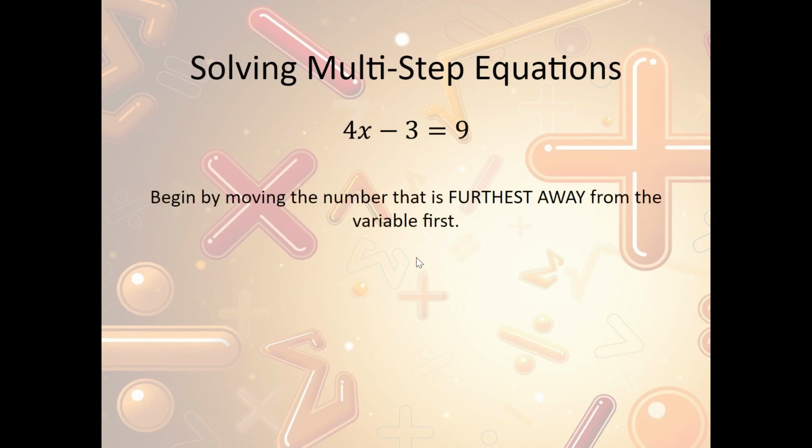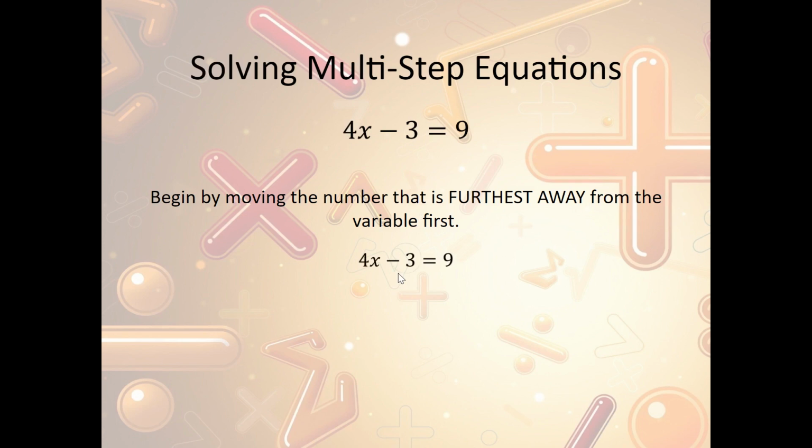Now, where do we begin? We could get rid of the 4 or the 3. Now, the easiest solution is always to get rid of whatever's furthest away from the x first. So, in this case, we can see that we have a 4 and a 3. Those are the two that we need to get rid of, and we're going to pick from those two and say which one's furthest away. Well, the 4 is attached to the x, so the 4 is really close. The 3 over here is kind of floating, so we're going to get rid of that one first.